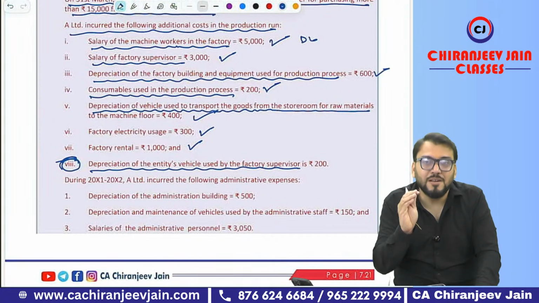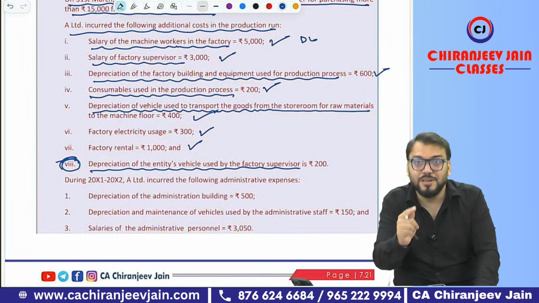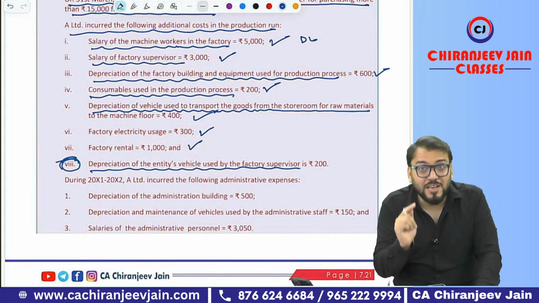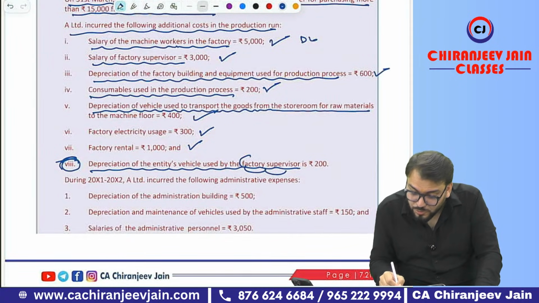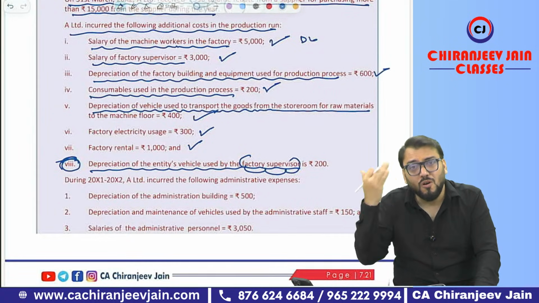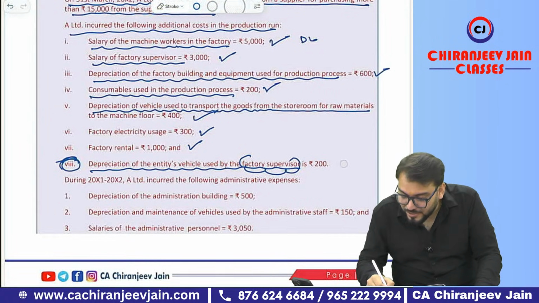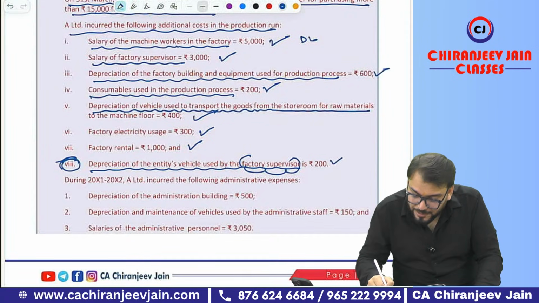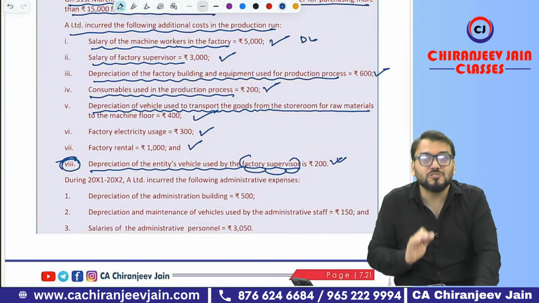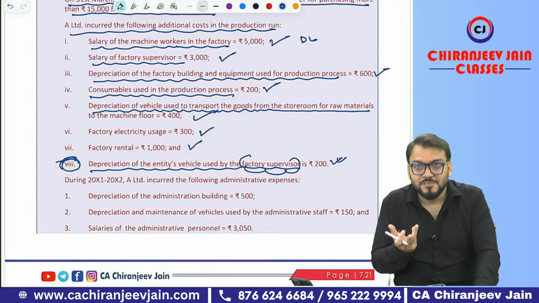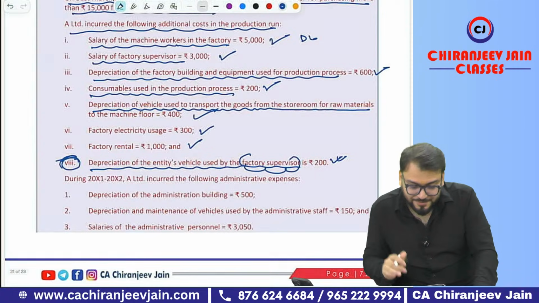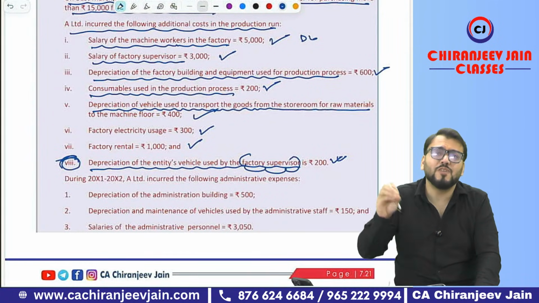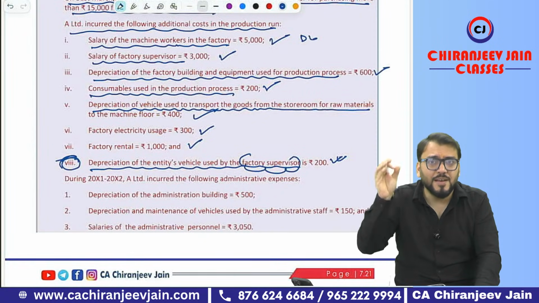If you are saying no, you are 100% wrong. One second. Look, I know where you can go wrong. It will be added. Depreciation of the entity's vehicle used for the factory supervisor. Factory means what? All will be added. If you are saying no, it means you are becoming too emotional. Don't become emotional. Understood? It will be added. Everything related to the factory will be added.